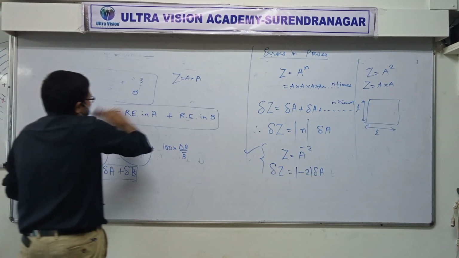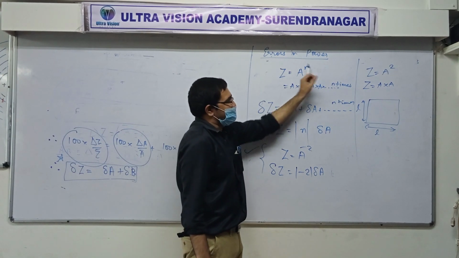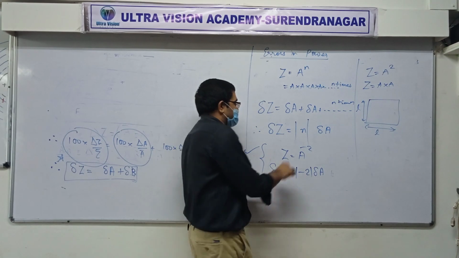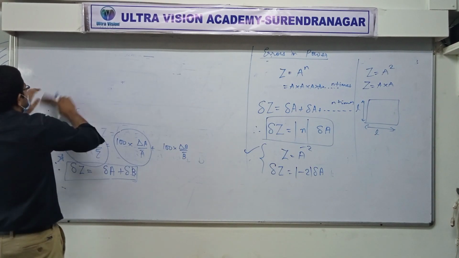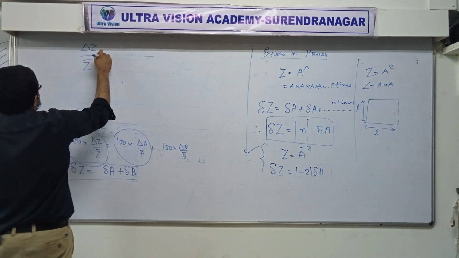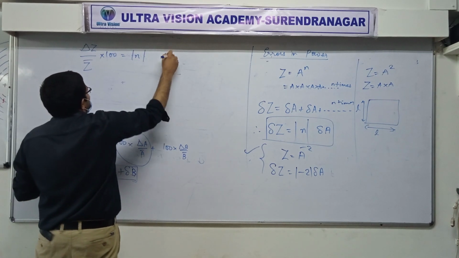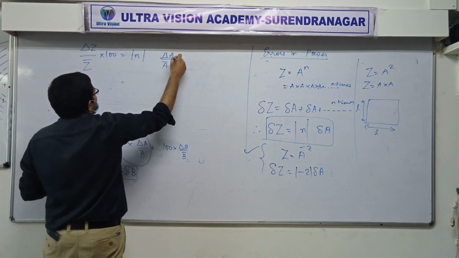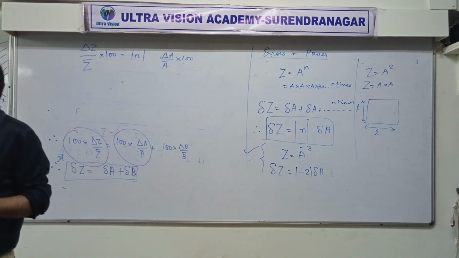So that's the relation in general for powers, that whenever you have got z equal to a raised to n, then del z is equal to this. This can be written in another form also. Here is the other form. Is that clear? Okay then.